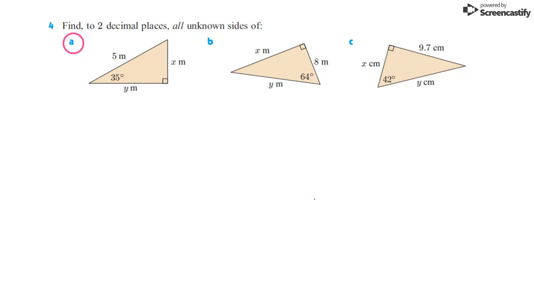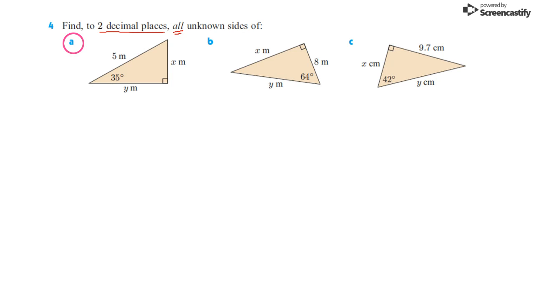Okay. So let's keep moving here, and let's look at number 4a. Find to 2 decimal places all unknown sides of these triangles. So this is where we're putting a lot of pieces together to find all the missing pieces. I'm going to set up each of the functions or each of the ratios, and then I'll let you calculate those and come up with your answers.